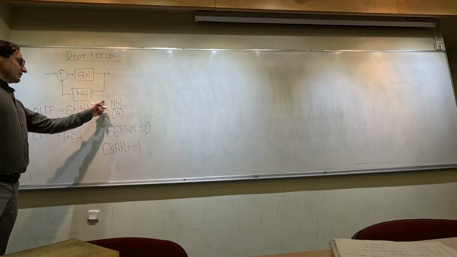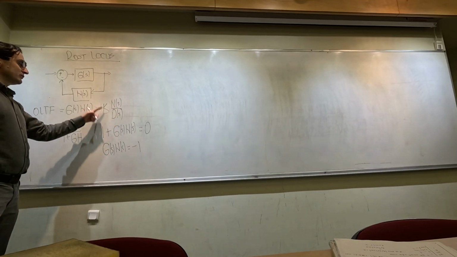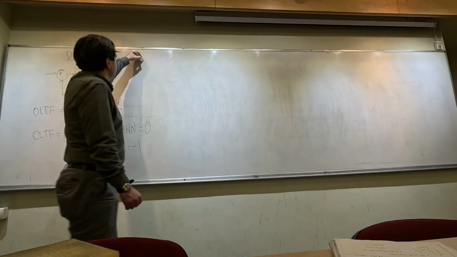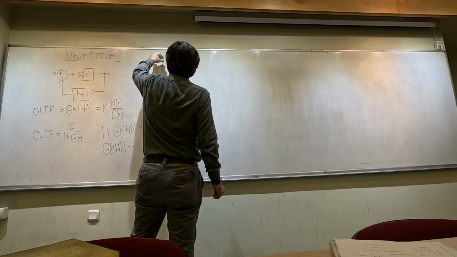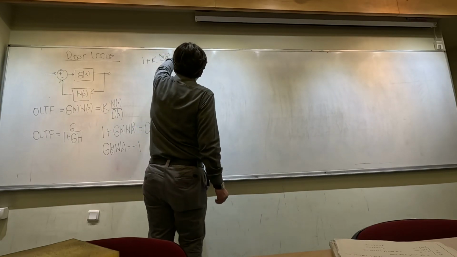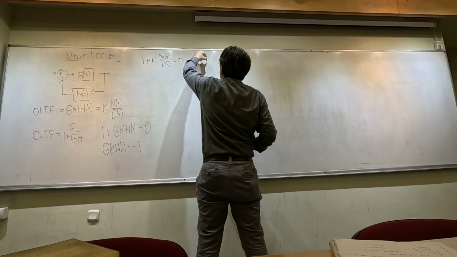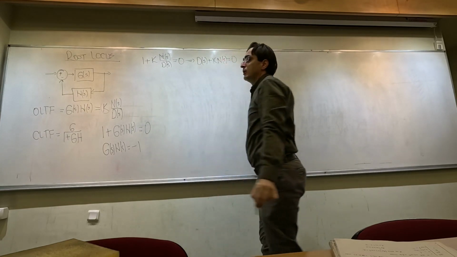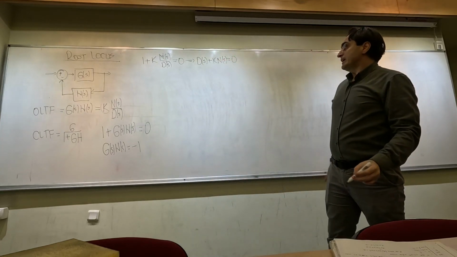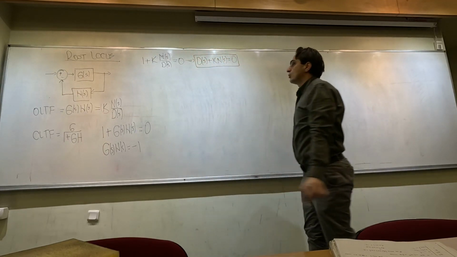And the next thing that I can do is that I can substitute this specific form of this GH into this equation. Okay? So 1 plus K N of S over D of S is equal to 0, and this is going to give me the characteristic polynomial. D of S plus K N of S is equal to 0. Okay? So here, this equation is going to be extremely important for us.